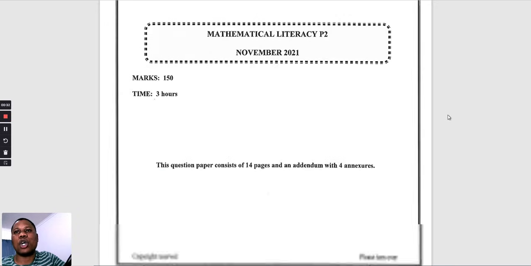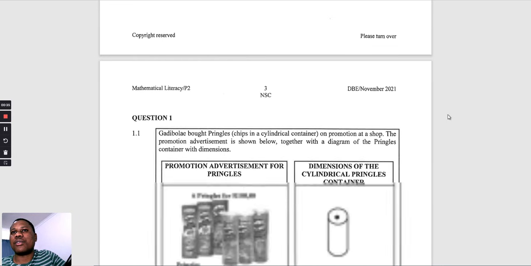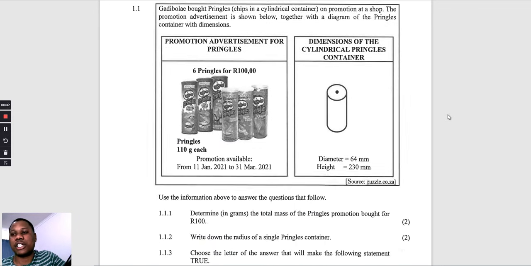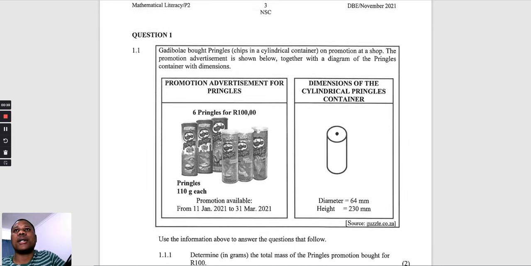Okay, so we're going to start with question number 1, which has measurements. Question number 1, we are given the Pringles which are in promotion at a shop. The promotion advertisement is shown below, together with a diagram of a Pringles container with the dimensions.